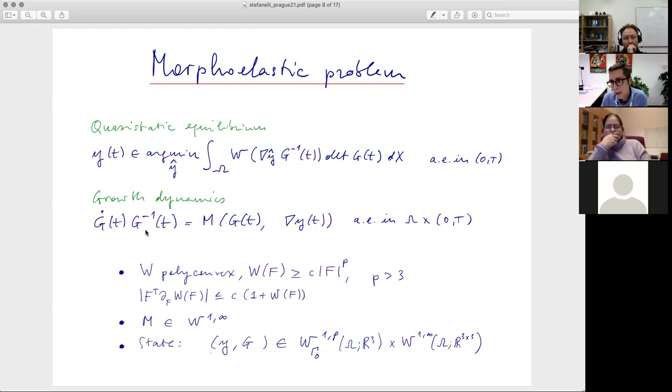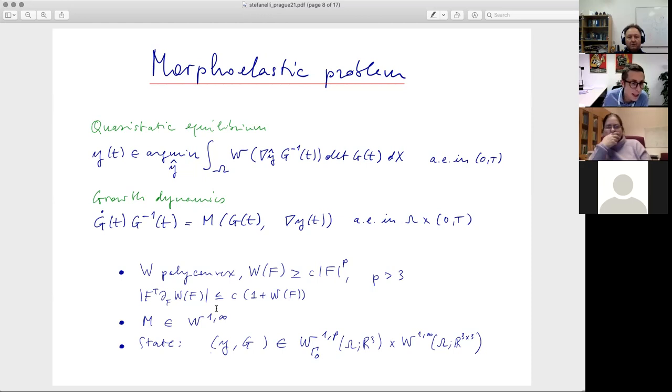I won't be very technical in my talk, but let me just mention that W is a polyconvex density, so that when I integrate it, it's going to be weakly lower semi-continuous. We assume it to be coercive with a coercivity exponent bigger than the space dimension, and also some control of stresses with respect to the energy is assumed. These are the easiest setting where you can have existence for polyconvex materials. My growth rate M is a function of these two tensors, and I assume this function to be smooth and bounded with its derivatives.